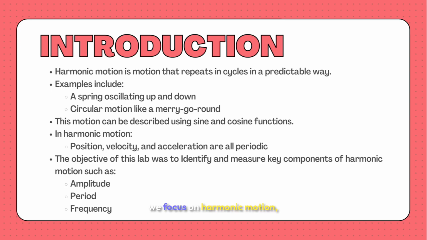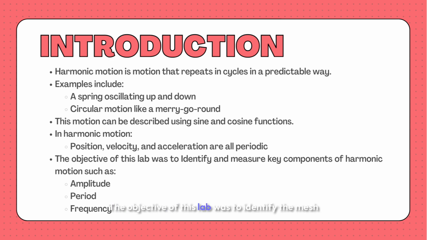In this lab, we focus on harmonic motion, which is motion that repeats in cycles in a predictable way. Some examples include a spring oscillating up and down, or circular motion like a merry-go-round. This motion can be described using sine and cosine functions. In harmonic motion, position, velocity, and acceleration are all periodic in time.